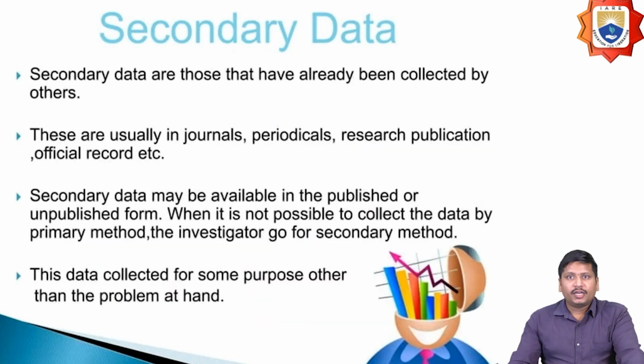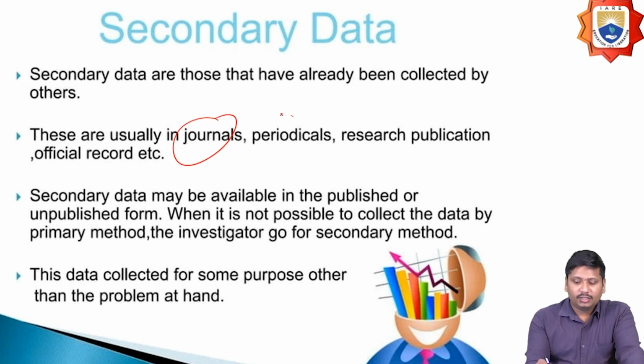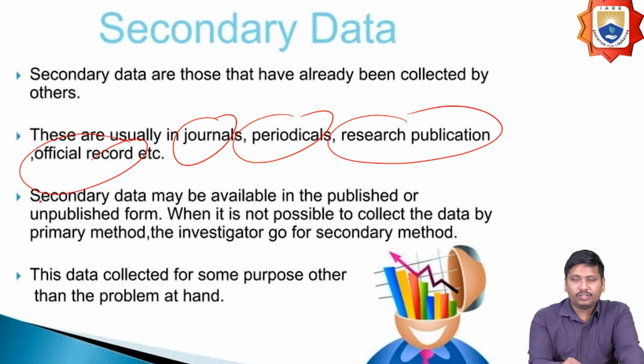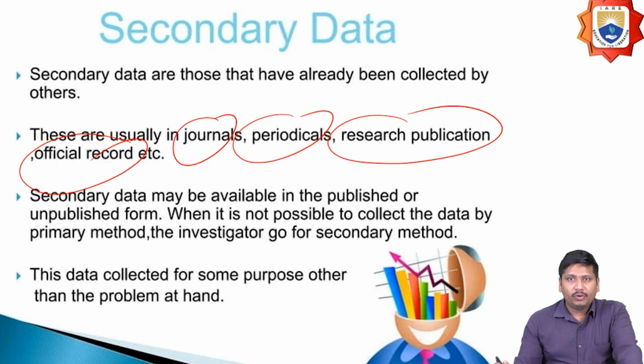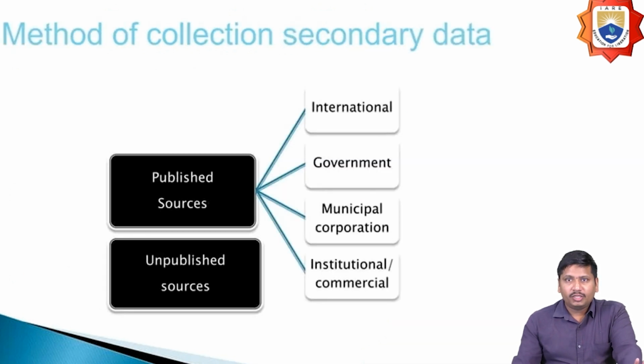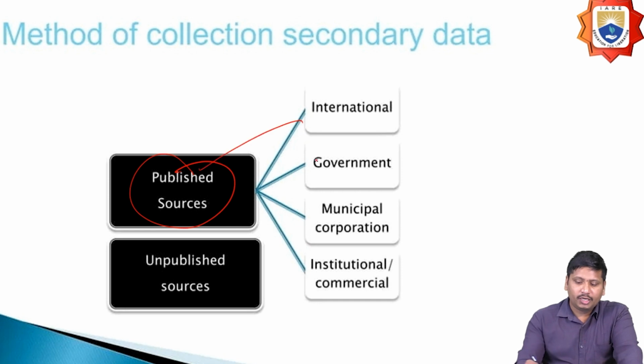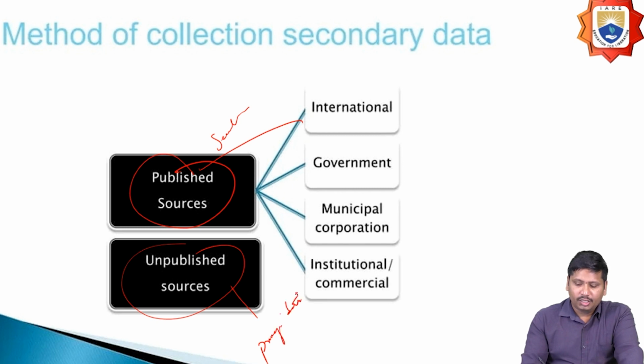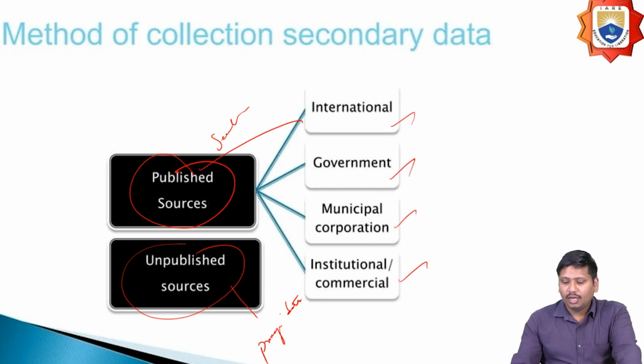Now secondary data. Secondary data is where you extract the data from other sources. That means already published material like journals, periodicals, research publications, and official records. Secondary data may be available in both published and unpublished forms. The data we collect from published sources will be treated as secondary, and the data we gather from unpublished sources should be treated as primary data here. Published sources include international bodies, government, municipal corporations, and institutions.